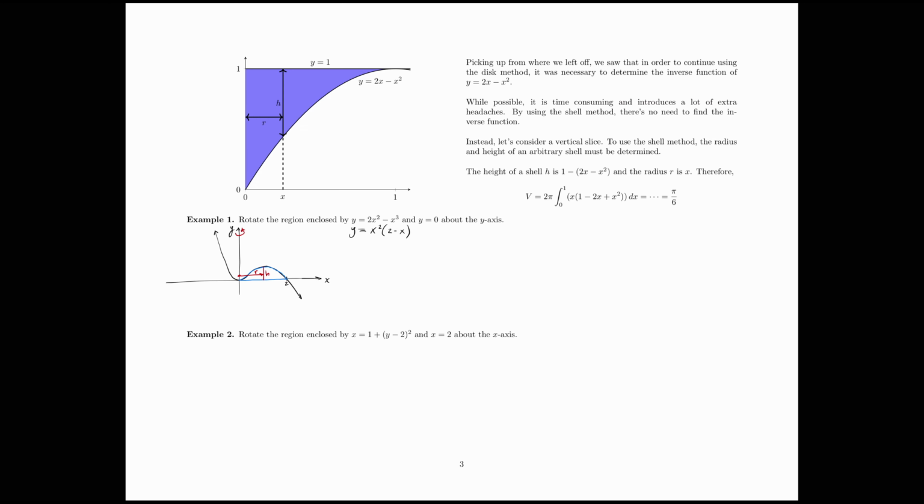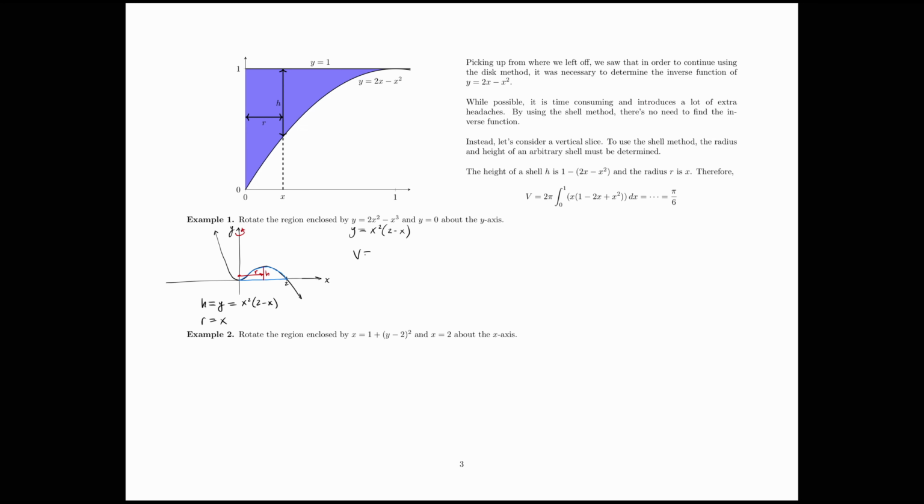So our height appears to be the y value, which is x squared times 2 minus x. And then the radius r, well, if it's measured from the y-axis, then that means we're allowed to call that x.